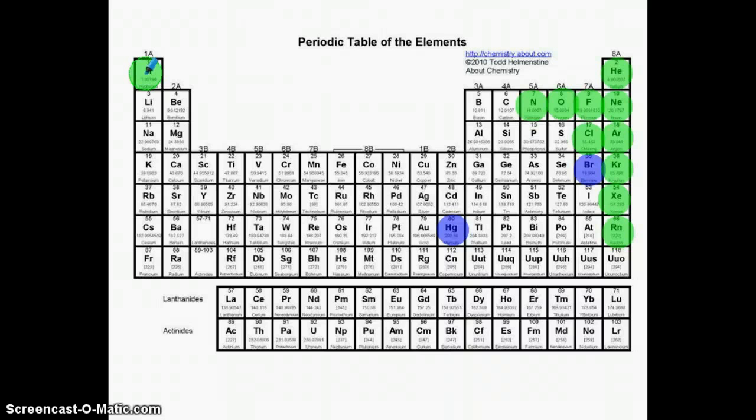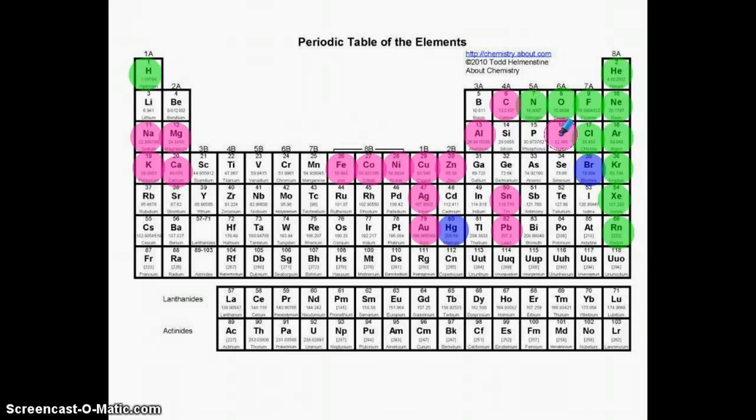Now, I mentioned that you're going to need to know some elements for the exam. And I'm going to go through some of the metals and other non-metal solids that you need to know. Sodium, potassium, magnesium, calcium, the three magnetic elements, iron, cobalt, and nickel. You also need to know copper and zinc. You need to know gold, silver, aluminium, tin, lead. And in the non-metals, you need to know carbon and sulfur.